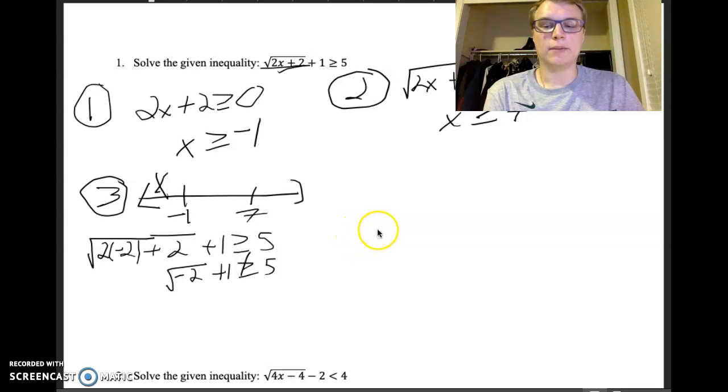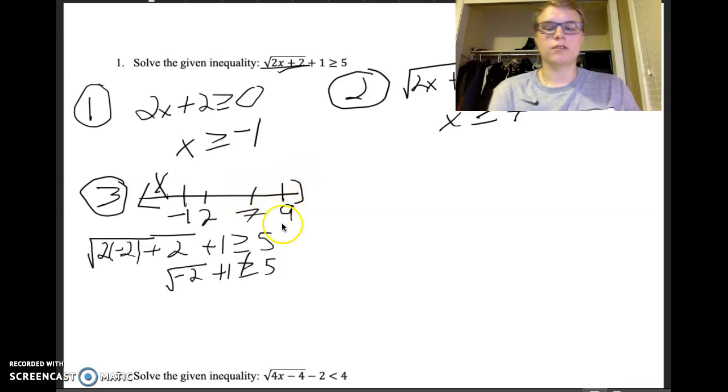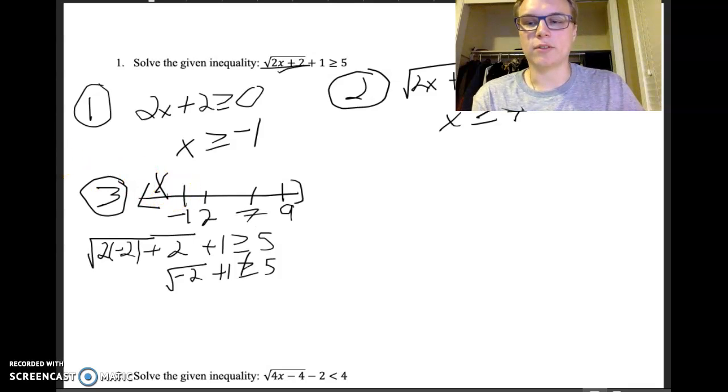So go ahead and pick a value in between -1 and 7 and greater than 7. I would suggest doing 2 here for in between and 9 for greater than, just to select numbers for us, and I'll come back with the solution for that.